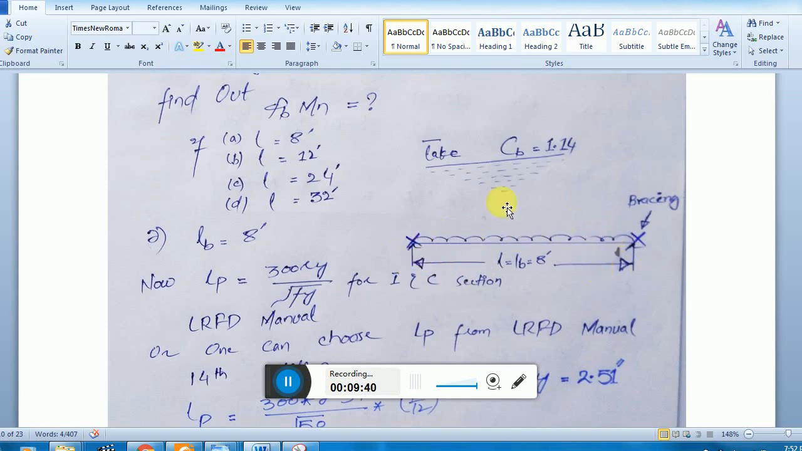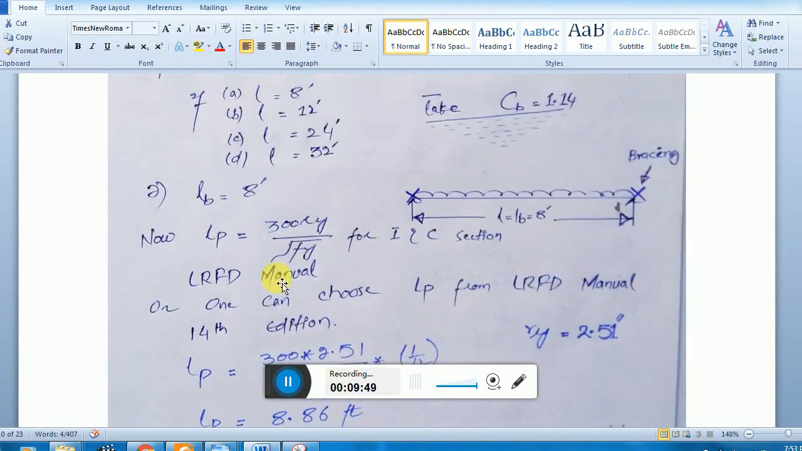Lb is 8 feet. Now Lp is 300 ry divided by square root of Fy. This is from the AISC manual. You calculate Lp, the limiting value which shows you in which zone you are. If your Lb is greater than Lp, this means you are in zone 2. If it is less than this one, you are in zone 1.